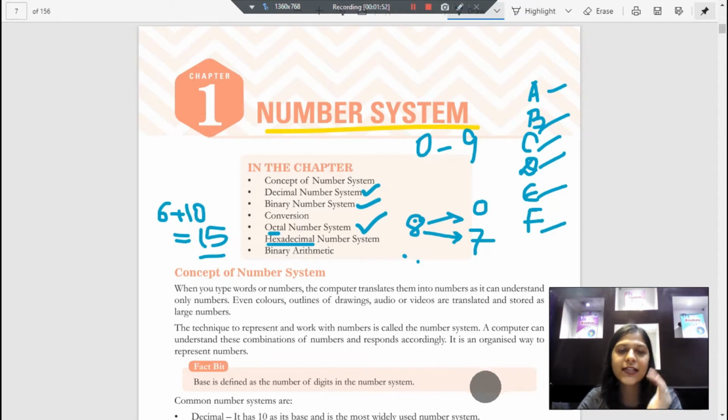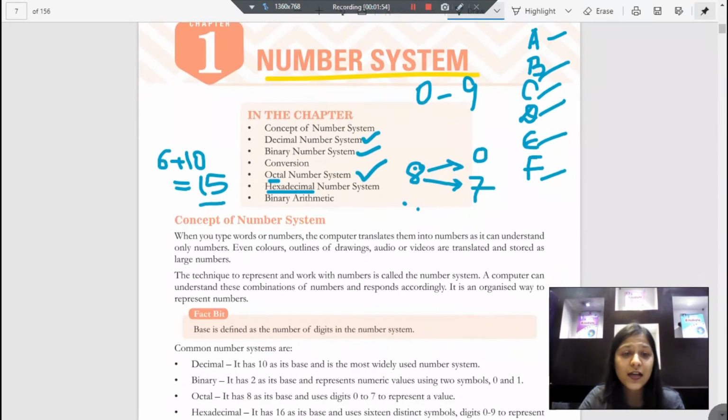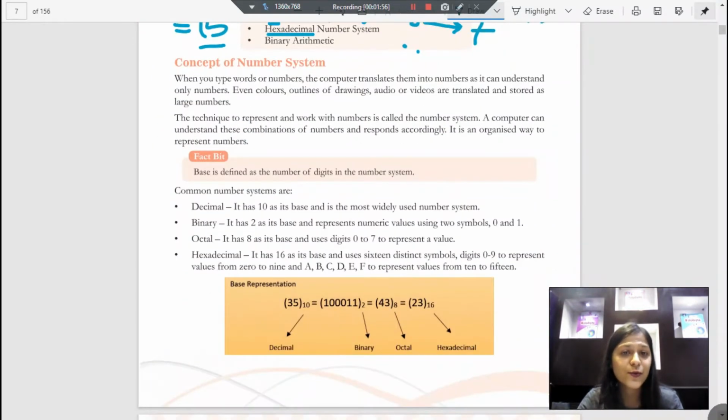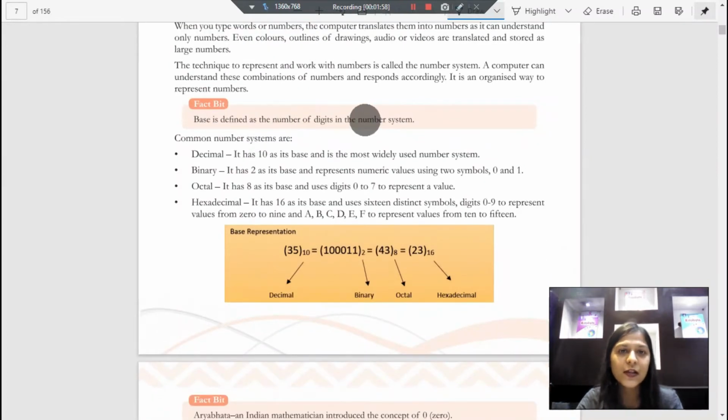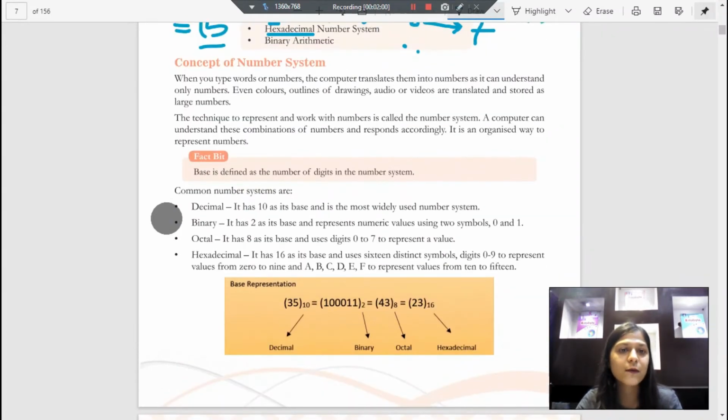Now with the idea in place, let's learn more through the text. So it begins with saying that when you type words and numbers, the computer translates them into numbers. Yeah, we know that it just does not understand what we speak, English, Hindi or anything. And kindly note here that even colors, outlines of drawings, audio and video are translated and stored as large numbers.